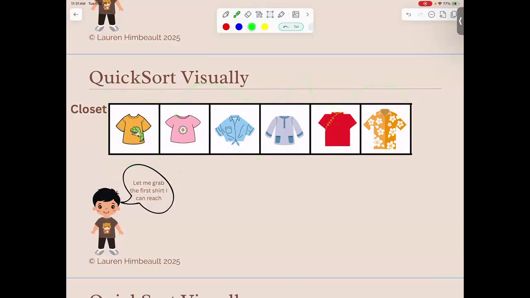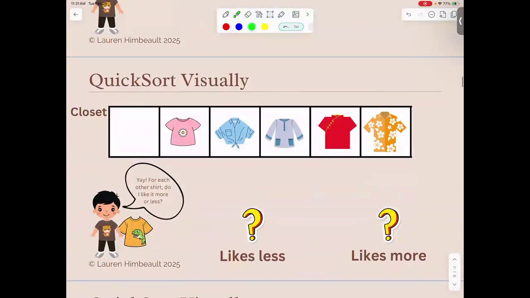We just grab the first shirt that we can reach. And now that we have it, we're going to ask ourselves, for each other shirt, do we like it more or less than this anchoring shirt? So I look at this one and I say, if I like it less, I'm going to put it here. But if I like it more, I'm going to put it over here. And I do that for every single one of the shirts in my closet.